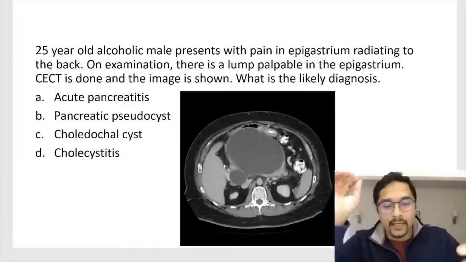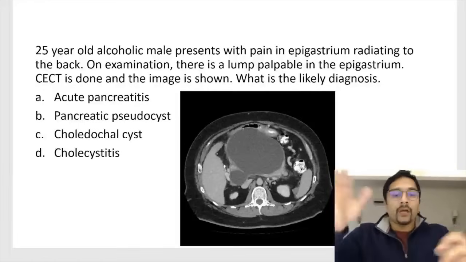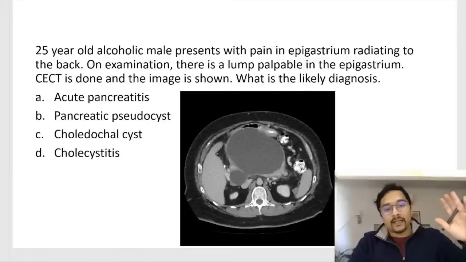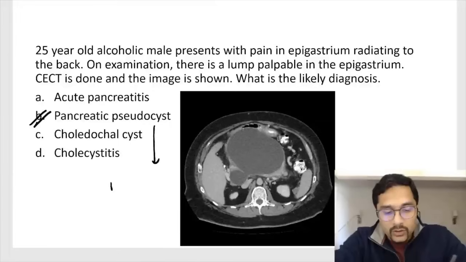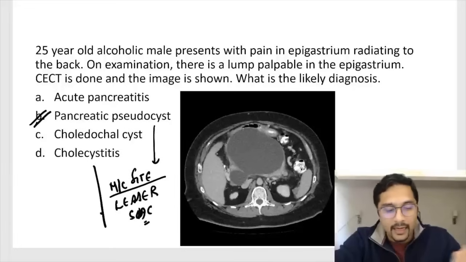A 25-year-old alcoholic male comes with pain in the epigastrium, radiating to the back. On examination, there is a lump palpable in the epigastrium. So I told you, pain in the epigastrium radiating to the back is pancreatitis. And you see a lump as well on CT. This is a pancreatic pseudocyst. The most common site for pancreatic pseudocyst is the lesser sac. So you should be able to identify this clinical stem and the CT.